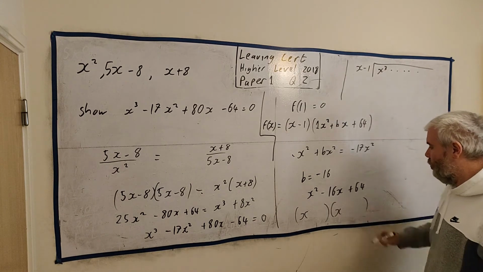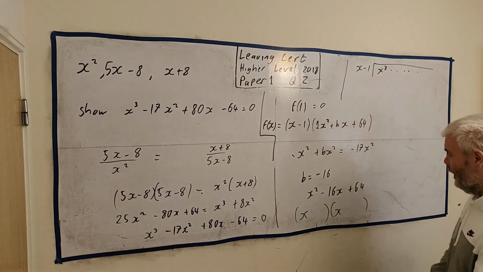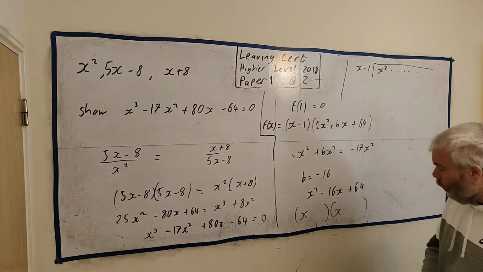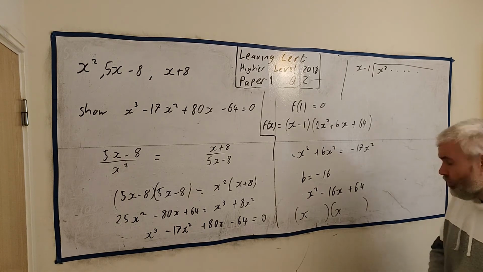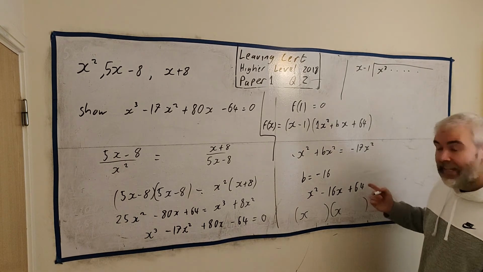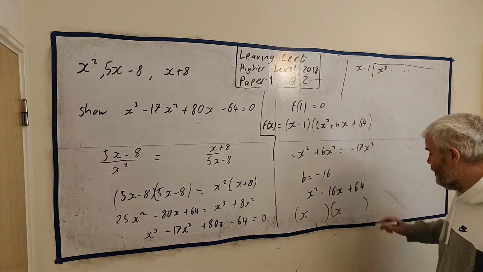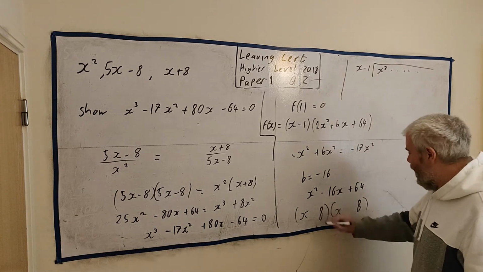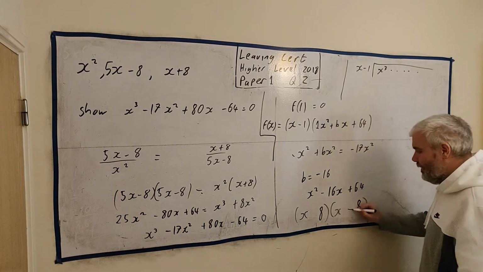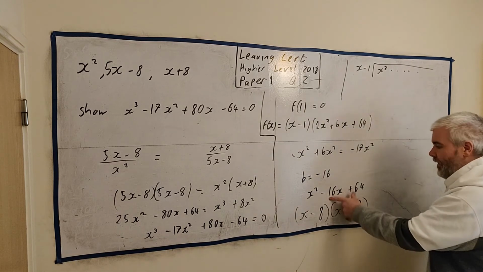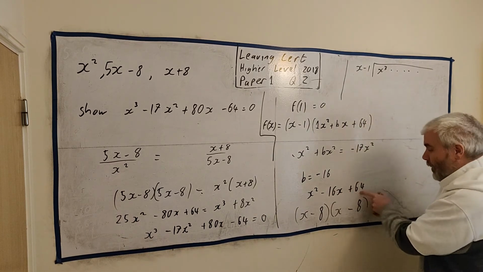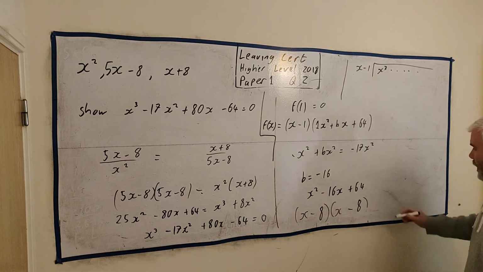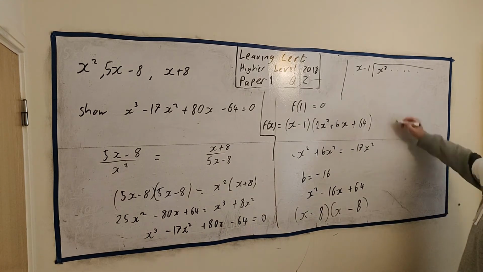We get two numbers multiplied to get 64. That could be 64 and 1. It could be 32 and 2. It could be 8 and 8. And 8 and 8 works well for 16 here. So it is 8 and 8. Let's see, minus 8 and minus 8 will get minus 16. And minus 8 and minus 8 will get plus 64. So there's your answer. Well, there's the two other factors.